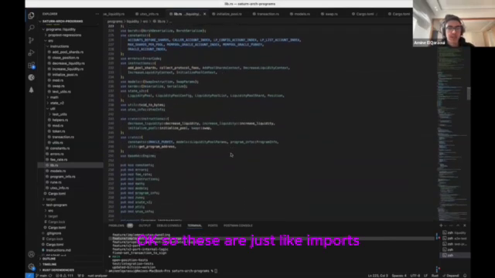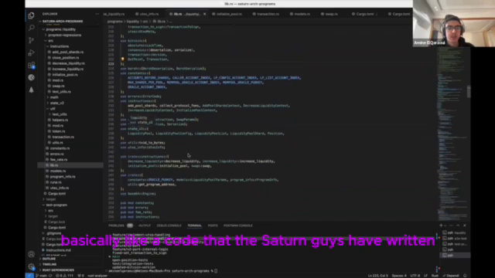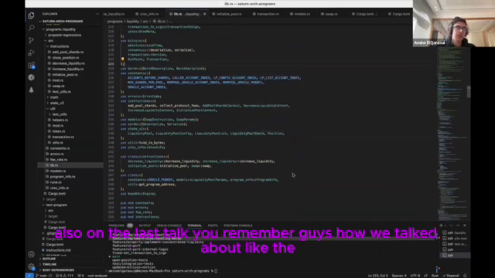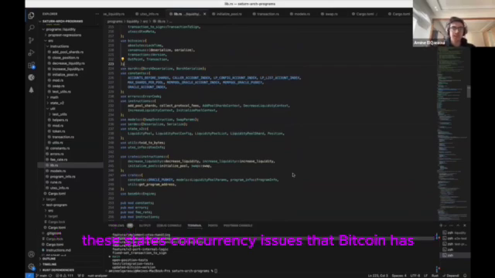Okay, so these are just imports, code that the Saturn guys have written, some data structures. Here you can see the liquidity pool config, liquidity pool list, and shards. Also on the last talk, you remember how we talked about the state concurrency issues that Bitcoin has. You can't really call the same program a lot of times.